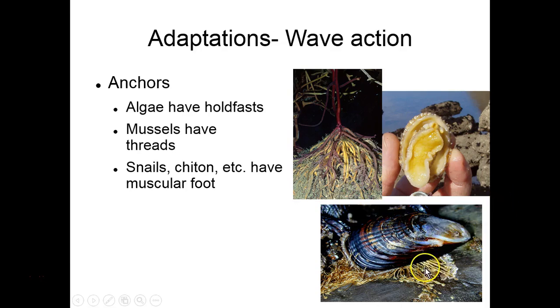Mussels have threads called byssal threads that are extremely strong, and they attach themselves to rocks using these threads. The byssal threads are so strong that they were actually used to research making really strong glues, like I think super glue. And then snails, chitons and other mollusks have what's called a muscular foot, which acts as a suction to latch themselves on. Here we're looking at the underside of a limpet, which is a type of mollusk, and it can suction itself to the rocks and keep itself from getting ripped off.